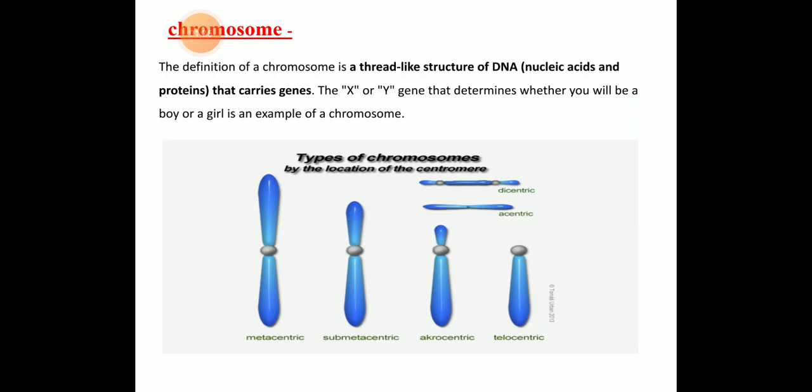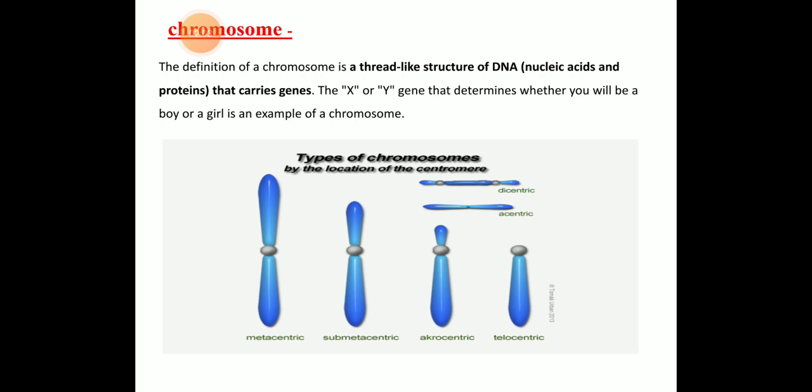We see the types of chromosome by the location of the centromere. First type is the metacentric. In this metacentric type, the centromere is in the middle. See the first diagram of this metacentric type of chromosome. Here the centromere is in the middle, meaning the P and Q arms are of comparable length, and chromosomes number 1, 3, 16, 19 and 20 are examples of this metacentric type.